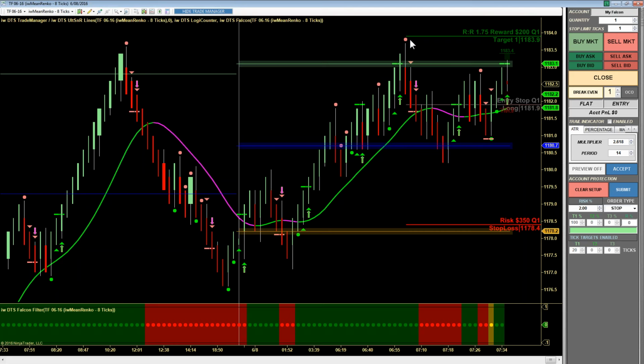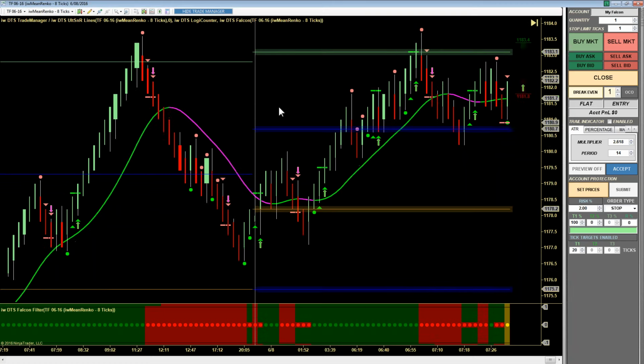It would have tripped the break even if you're running the break even stop, in which case you would have been stopped out here on this pullback. If you're not running the break even stop, then you're still working that trade.